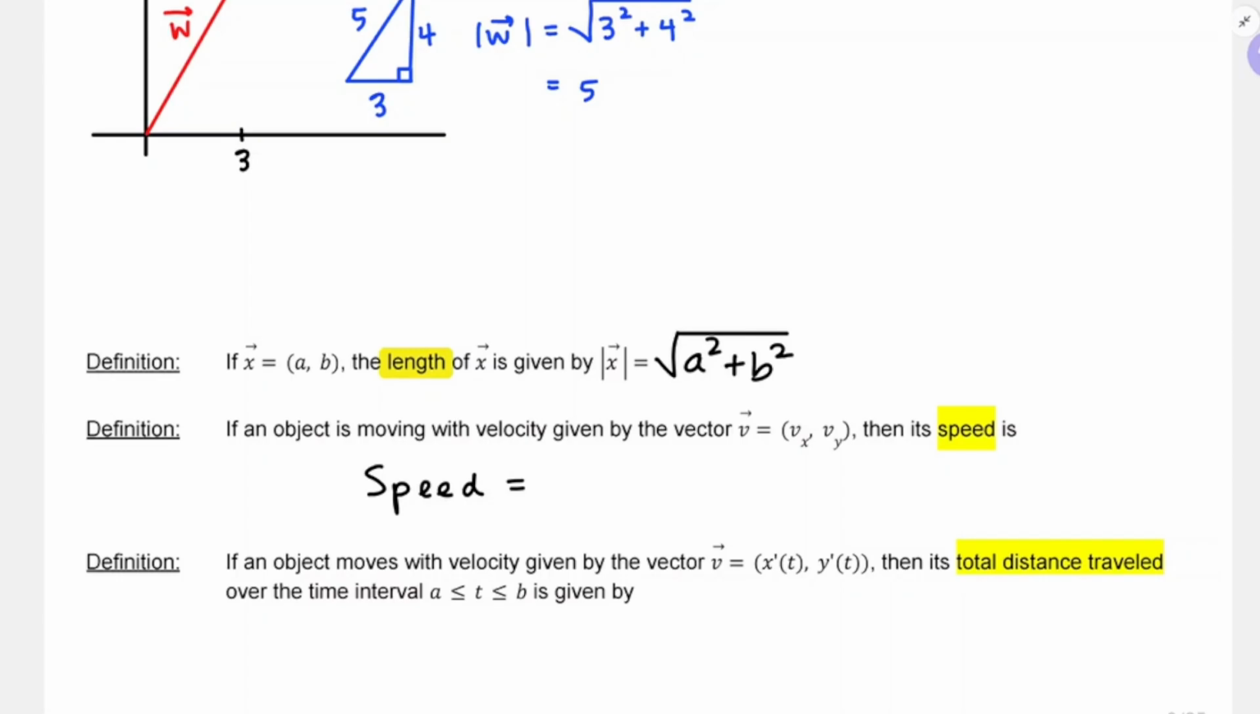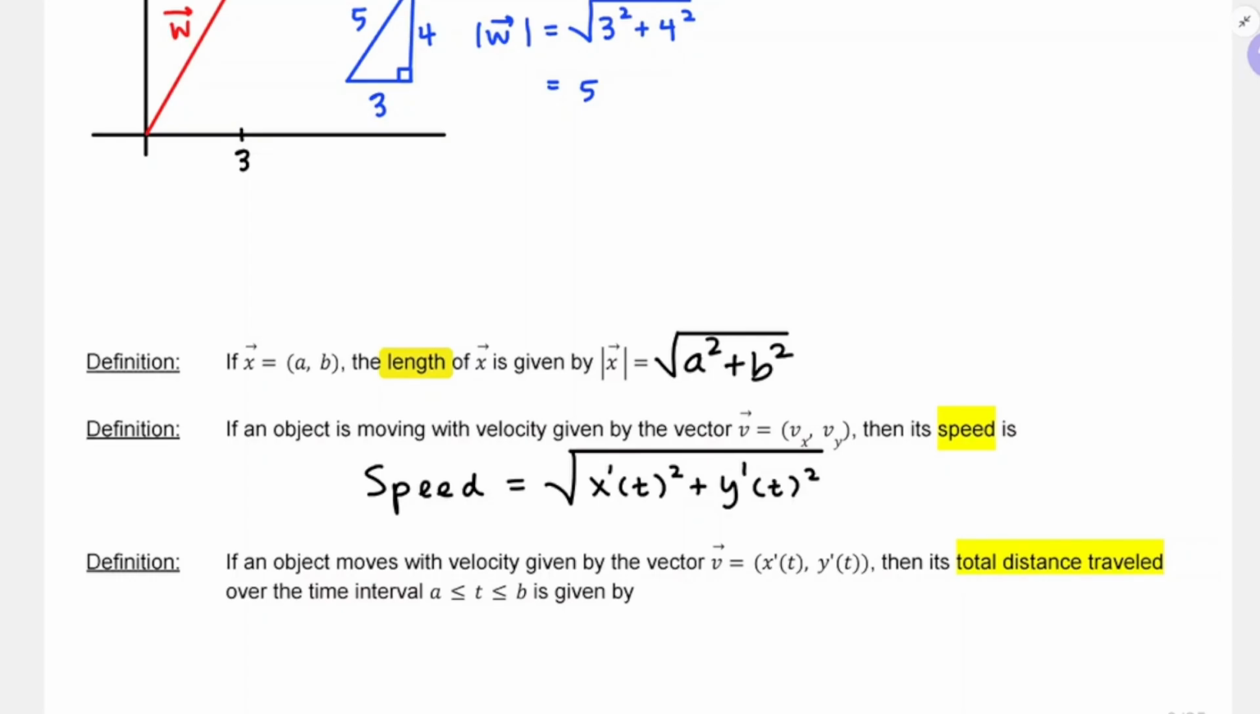It's going to be the square root of vx squared, or x prime of t squared, plus y prime of t squared. And if we want to find the total distance traveled for an object moving with that velocity vector x prime of t and y prime of t, I think I actually meant to change the vx and vy to x prime and y prime, just forgot to do the other one.